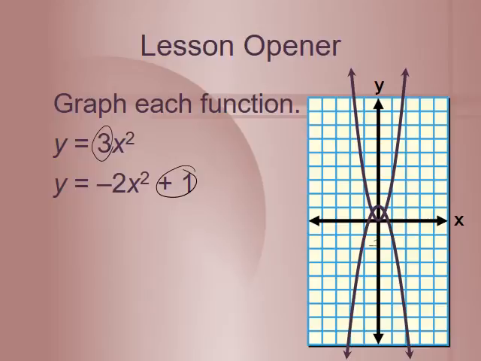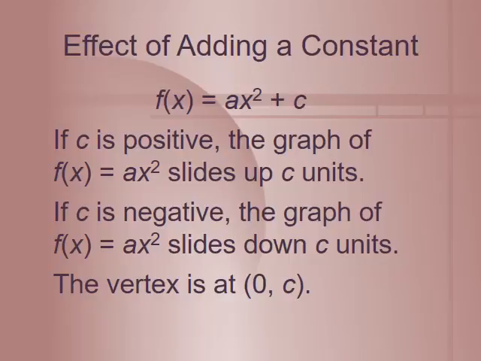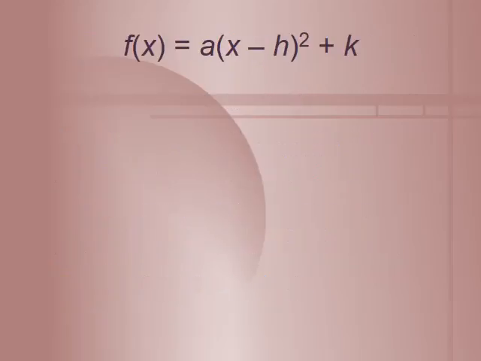This is our second one. We're adding 1, but it makes it be up here because we have this negative right here, which makes everything be upside down. Okay, so whenever we're adding to our function, if it's a positive number, it causes the function to move up. If it's a negative number, it causes the function to move down.